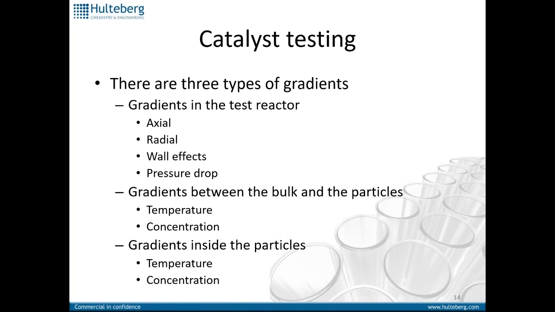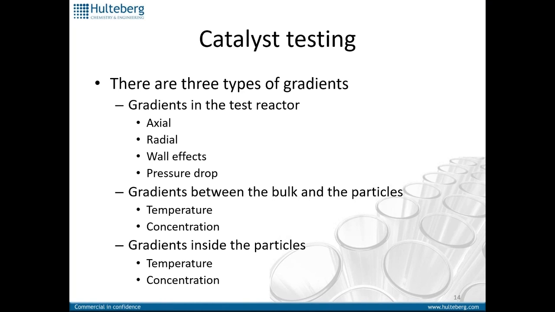And talking about the walls, there is also what we refer to as a wall effect, where you have different properties close to the wall because you have not as good catalyst packing there as you have in the rest of the bed. And then finally, we have pressure drop over this test reactor. So we might actually have a pressure difference between the inlet and the outlet that needs to be considered. Then for the other two cases, where we move from the gas or liquid bulk to the catalyst particle in the stagnant layer around the particles, there will be temperature and concentration gradients. And that is also the case inside the particles.